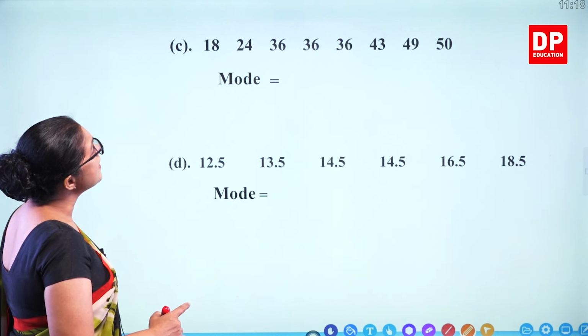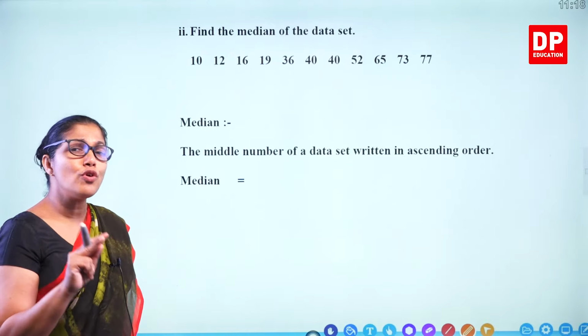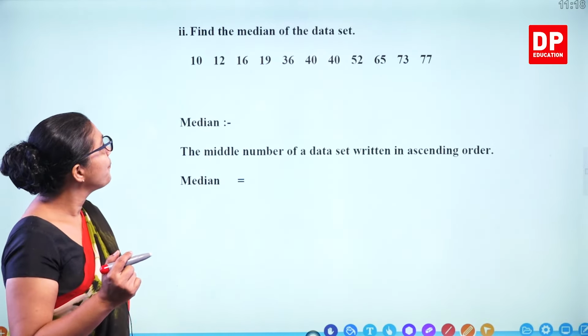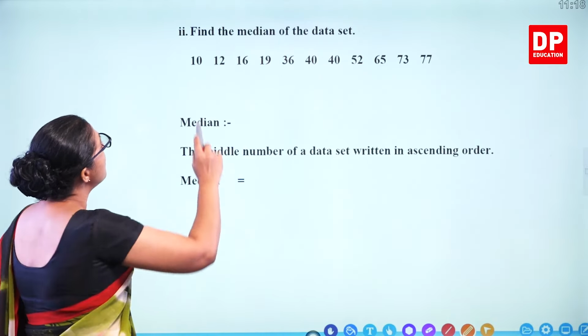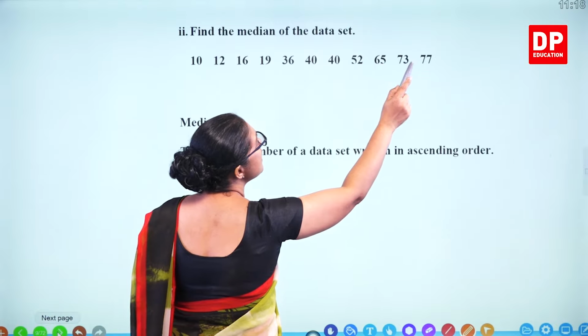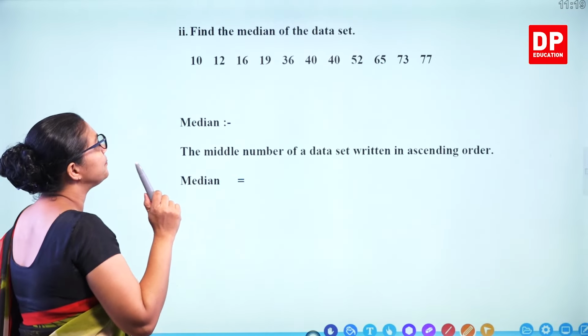Find the median of the data set. What's the median? When you arrange the data set in increasing order, it is the middle number. If you get an odd number of data, you get one middle number. If you get an even number of data, you get two middle numbers, so take the sum and divide by 2. Now how many numbers are there? First we'll check. 1, 2, 3, 4, 5, 6, 7, 8, 9, 10, 11. That means one middle number.